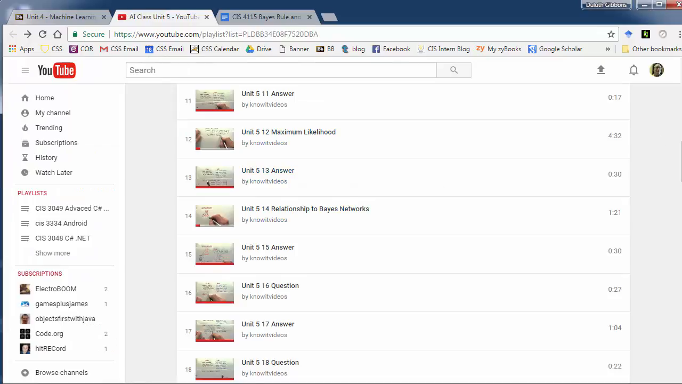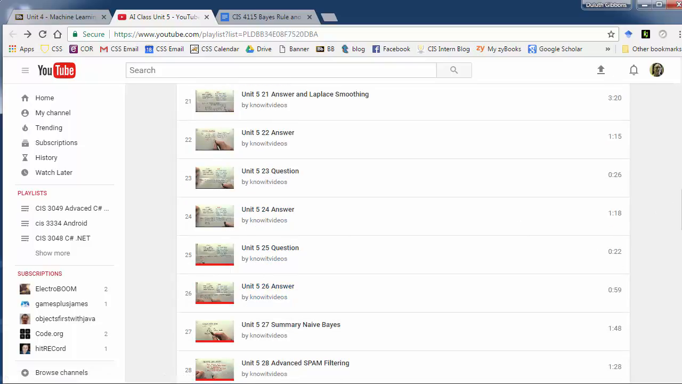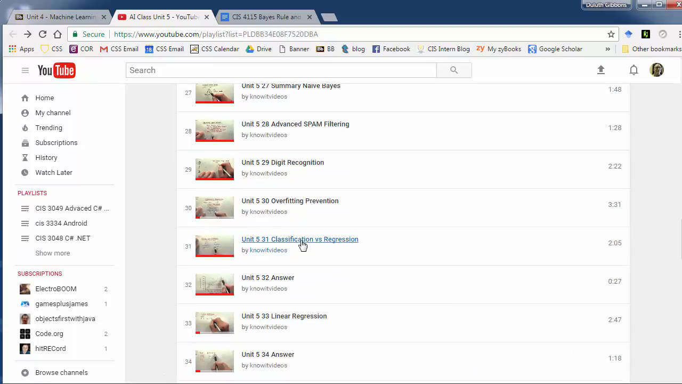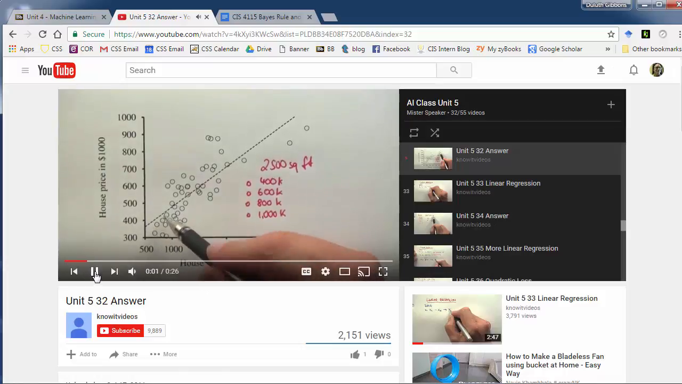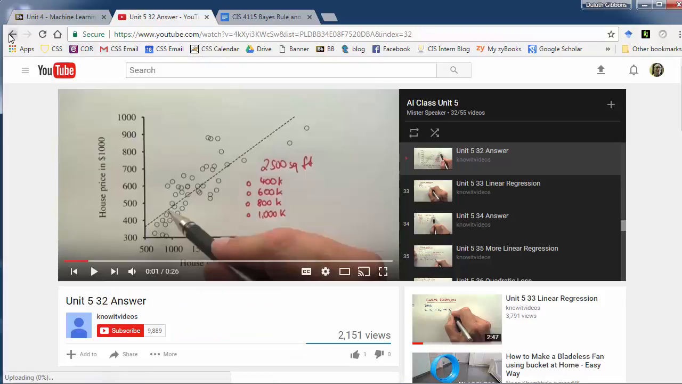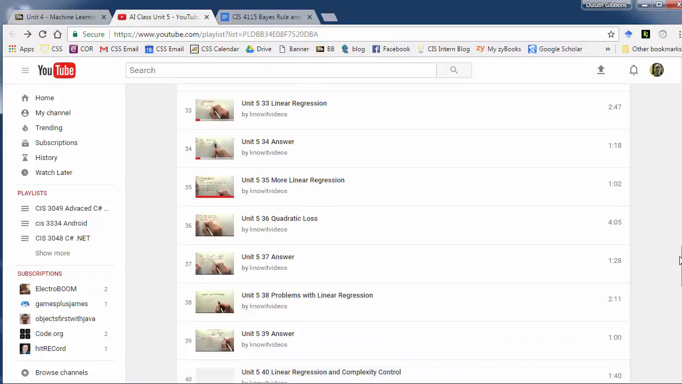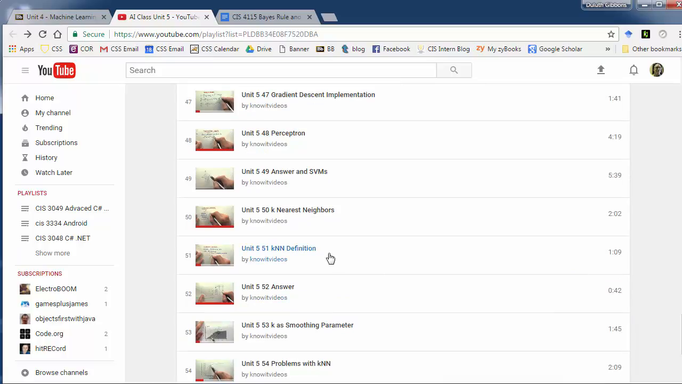I'd like you to look at classification versus regression, which is 31 and 32 here. And I'll also walk you through this exact same example. He's talking about housing prices in California, where he's at. And then finally, and probably most importantly, we're going to spend some time on the nearest neighbor algorithm. We'll be doing that as part of the participation activity and looking at it in code. So go down to 50, nearest neighbor, 51 and 52, and he walks through that idea.